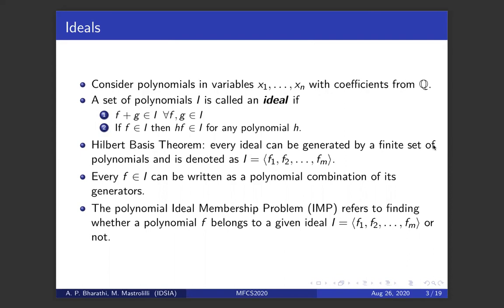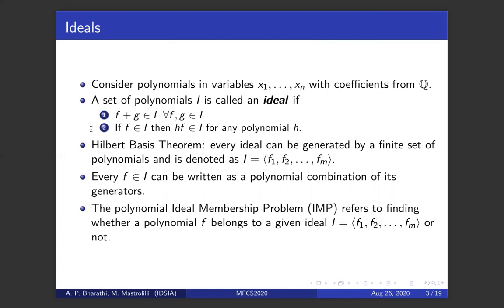A set of polynomials I is called an ideal if it satisfies 2 conditions. The first is if it's closed under addition, and the second is that for a polynomial f in the ideal, any polynomial multiple of it belongs to the ideal as well. It's known that every ideal has a finite generating set, by which we mean that if the generators are polynomials f1 to fm, then by using properties 1 and 2 on the generators, we can produce the entire ideal.